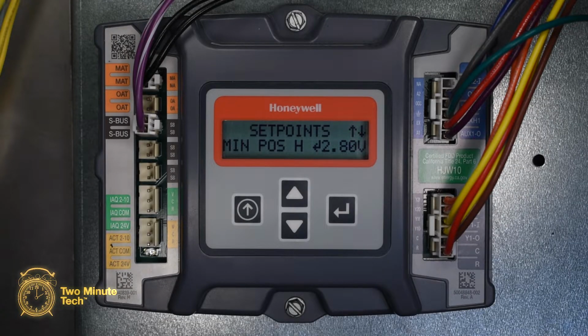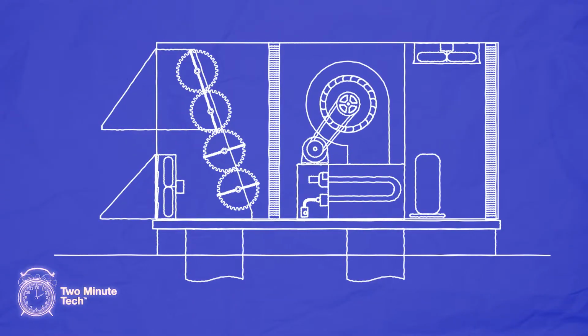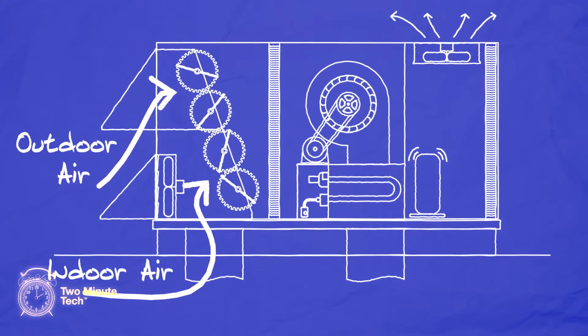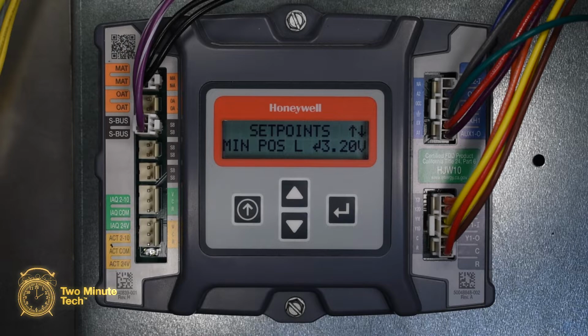The first setting is minimum position H for high. This is the blower at full speed. The second setting is minimum position L for low. This is when the blower is running at half speed, such as a fan only or low cooling call. This setting would be adjusted based on the amount of louver opening needed to meet the required CFM. Typically, it would be a larger value than the high setting.